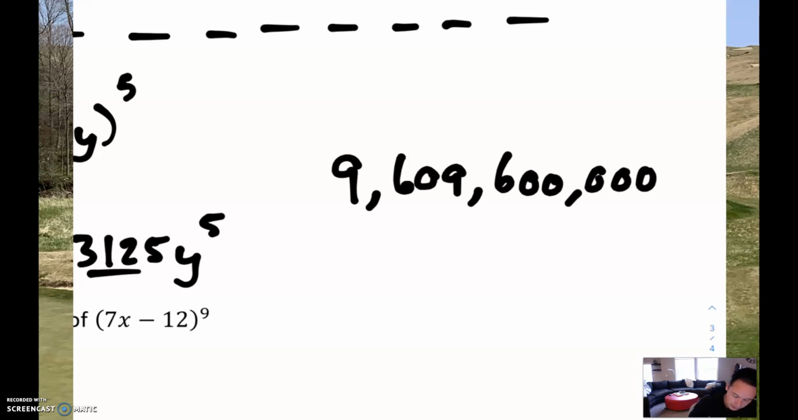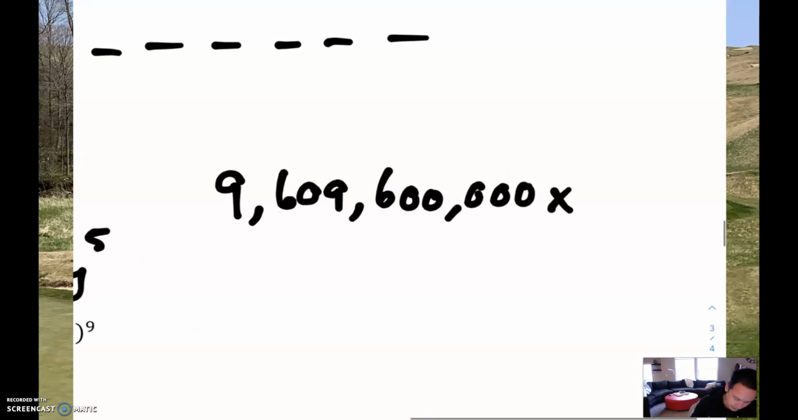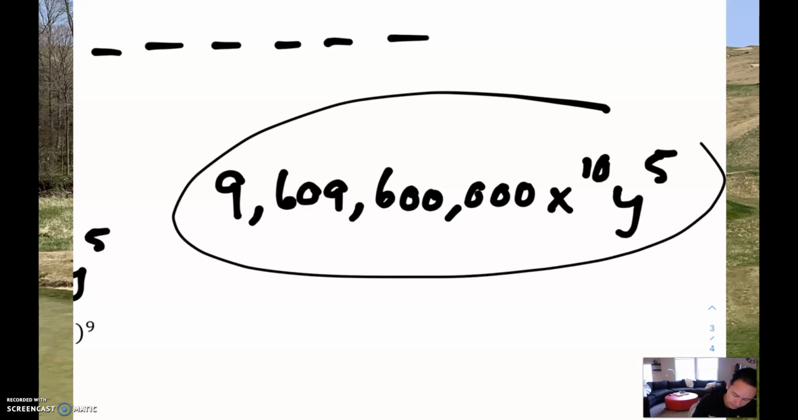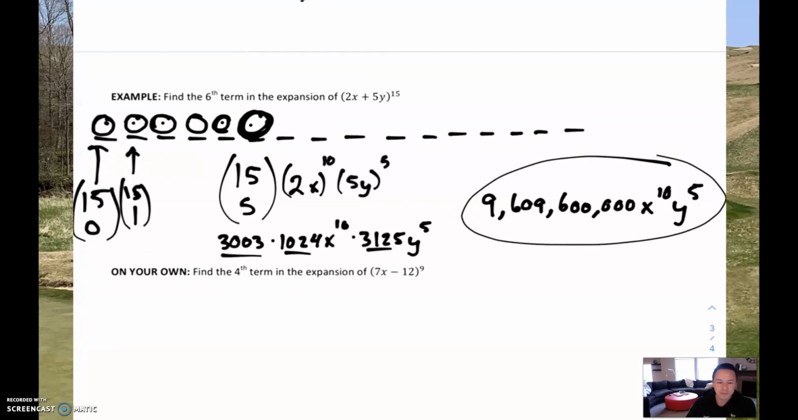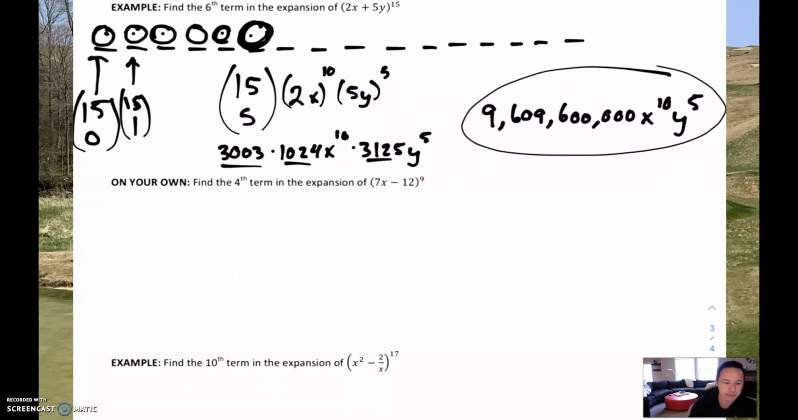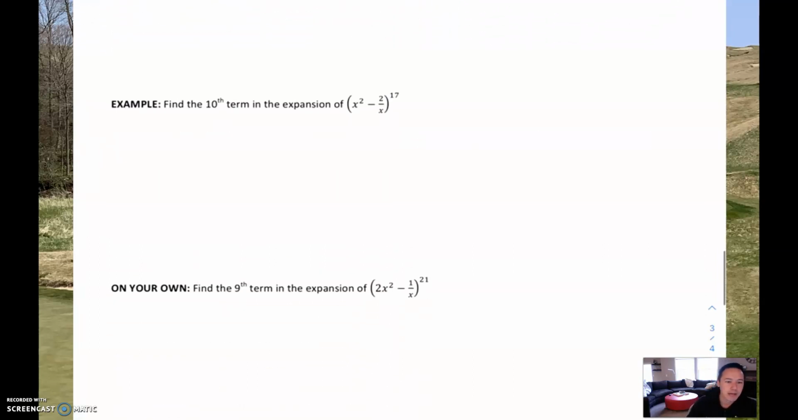9,609,600,000. Don't forget your variables. It's x to the 10th, y to the 5th. Really, really big numbers. Go ahead and try that next one on your own, and then come on back for the last example.